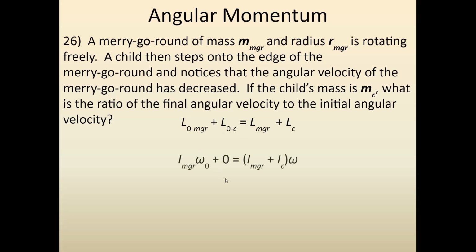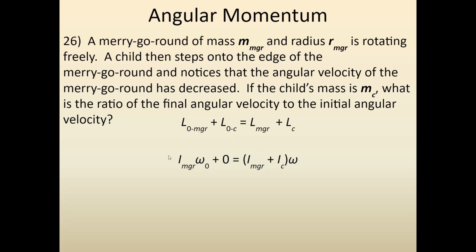The child initially has no angular momentum. Again, they're just stepping onto it, so they're just adding onto it. And this is essentially kind of a sticking problem, because we start with the merry-go-round being the only one that's moving, and then the child goes on and is now going to rotate with the merry-go-round at the exact same rate. So the child gets stuck onto the merry-go-round essentially.